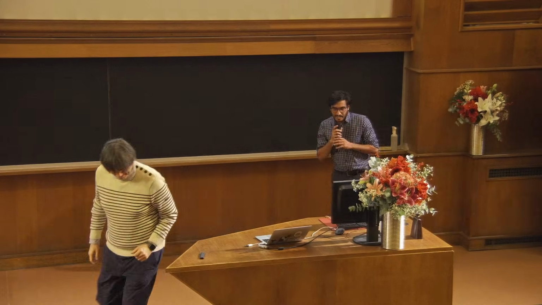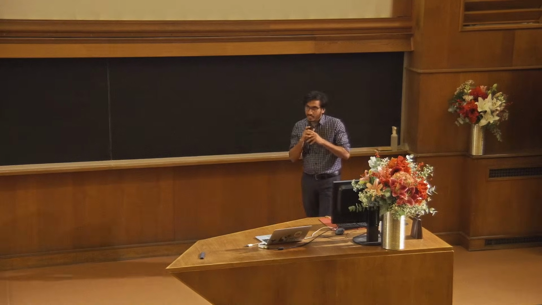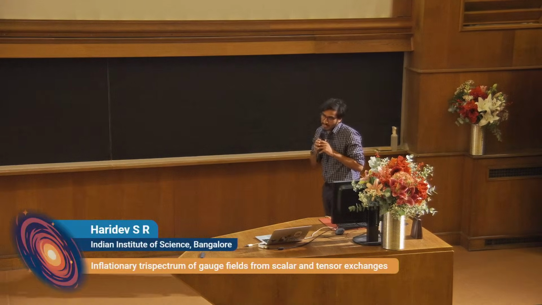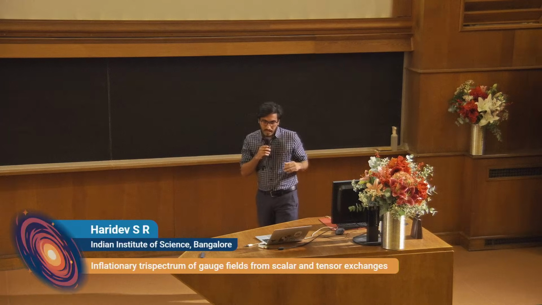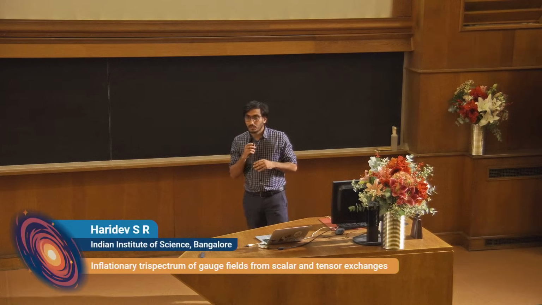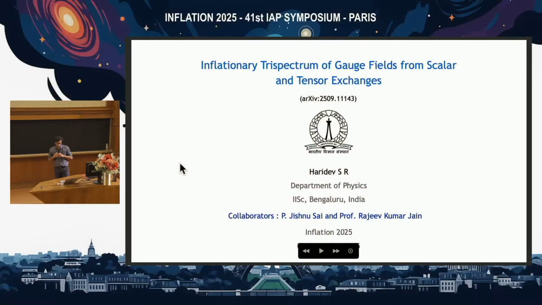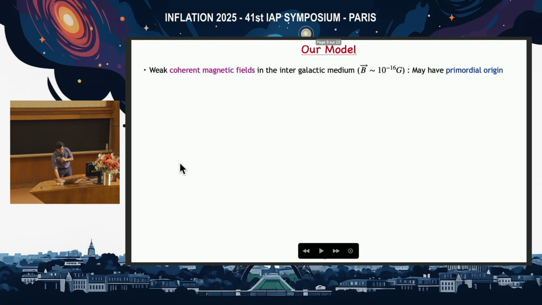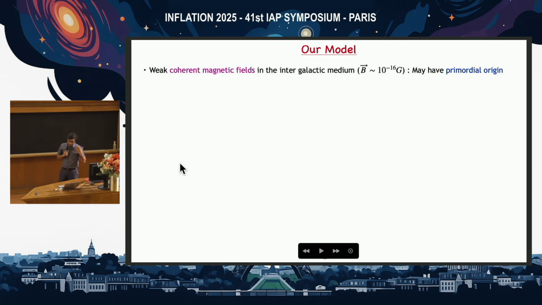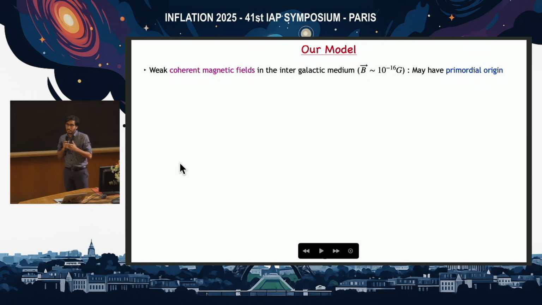Hi all, and thank you for the opportunity to discuss our work in this platform. As you can see from the title, in this work we computed the 4-point autocorrelation function of a U1 gauge field during the time of inflation. This is a collaborative work which I did with P. Jishnu Sai and Professor Rajiv Kumar Jain. Introduction of gauge fields in the inflationary scenario is strongly motivated by the observational indication of the presence of coherent weak magnetic fields in the intergalactic spaces, which you already heard from the talk by Professor Sriram Kumar.